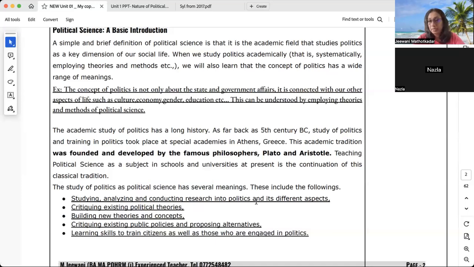And build new theories and concepts. So you can build new theories and concepts in relation to the government. You can criticize existing public policies and propose alternative public policies when you study politics. And when you study politics, you will learn skills to train citizens and also those who are engaged in politics. So these things are included in studying politics as an academic discipline.